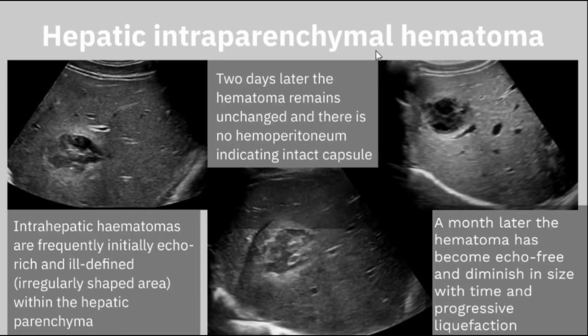So about the intraparenchymal hematoma, we see this ill-defined area of mixed echogenicity, right? There's hyperechoic and also hypoechoic. So this means that there's disruption of the liver parenchyma. Two days later it also shows the same, but in the chronic phase we see it will be more hypoechoic because of the progressive liquefaction.